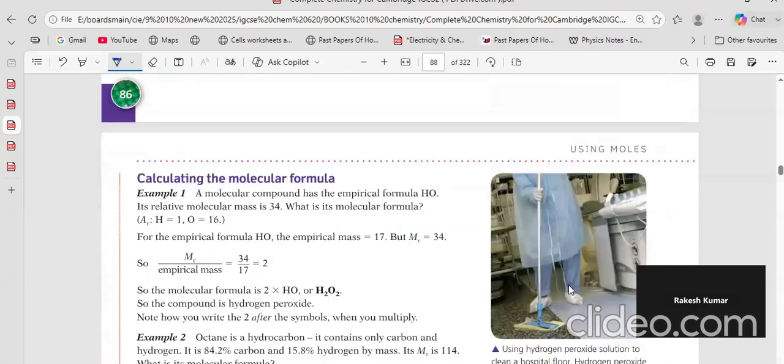Suppose it says there's an empirical formula HO, but the molecular mass is 34 from mass spectrometry. What we do is ask, what's the empirical weight of this? This is 17. So basically there's an HO, but there could be 1 HO, 2 HO, 3 HO. So you divide 34 by 17, that means 2 HOs are present. So the formula is H2O2. Did you understand?